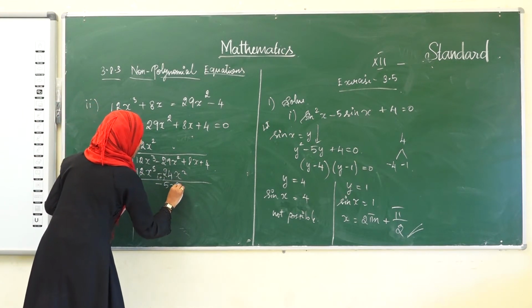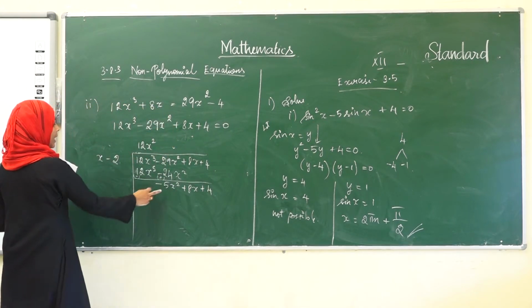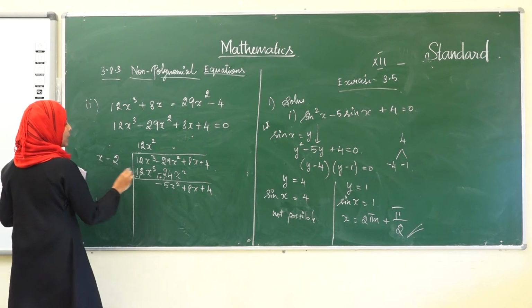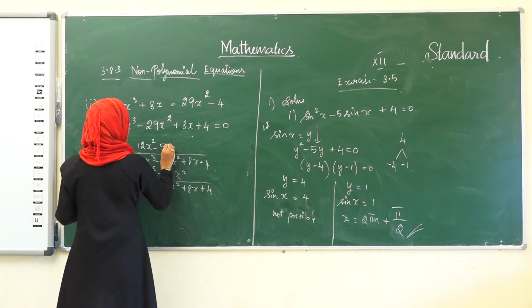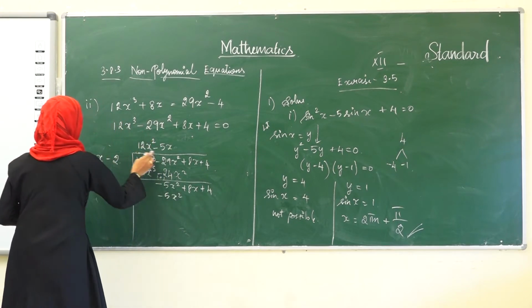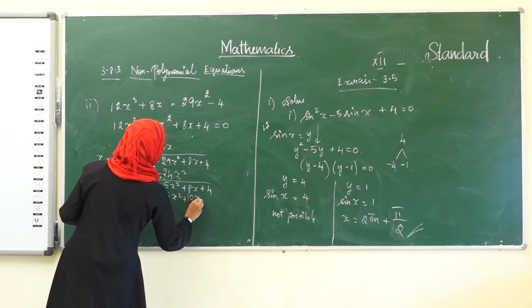Minus 5x square plus 8x plus 4. See again, the first terms. Here it is x and here it is minus 5x square. On multiplying this with minus 5 into x, what will we get? Minus 5x square. Minus 5x into minus is plus 5 twos are 10, 10x.